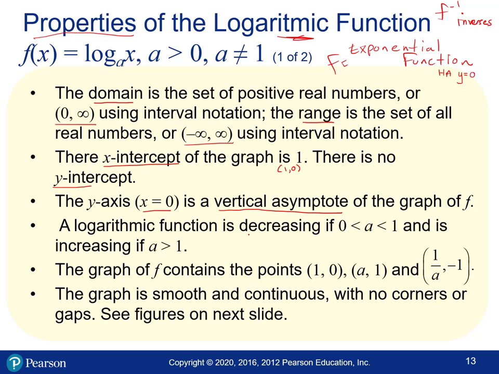And then a log function is decreasing if your base is between 0 and 1, and it's increasing if the base is greater than 1. And then the graph contains these 3 points. I think in the previous video I labeled this one as 1, this one as 2, and this one was the third point. Notice they're the exact opposite of the points from our exponential function. So we have -1 as the y value, and then 1 over a is the x value. It was the opposite for the exponential function. And then 1 comma 0 and a comma 1. And then we have a smooth continuous curve.